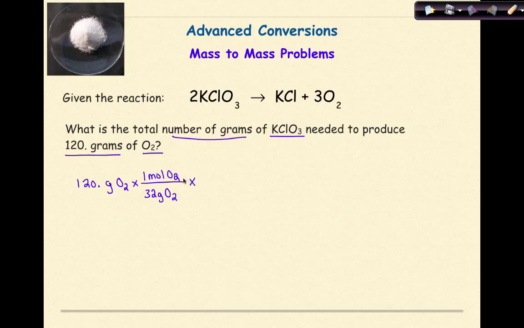All right, now I'm in moles of O2, but I don't want moles of O2. Ultimately, I want KClO3. So this middle step, yet again, will be a mole-to-mole problem. So moles of O2 to moles of KClO3. And then I look up at my balanced equation. The number in front of the KClO3 is 2. The number in front of the O2 is 3. And now I'm in moles of KClO3.